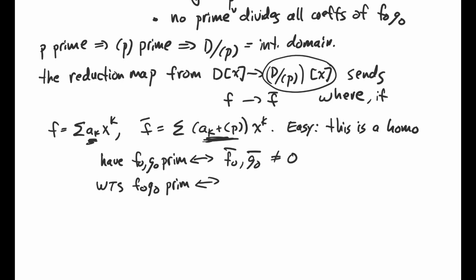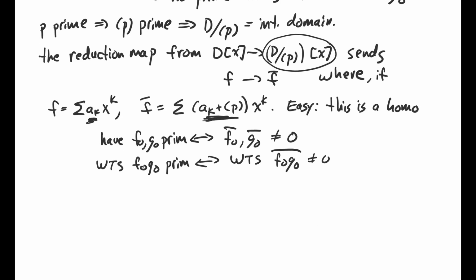But what does that mean? That means we want to show that when we reduce it, some of those coefficients are always alive. They're not all 0. All right, so that means we want to show f naught, g naught is not 0, again in d mod p of x.